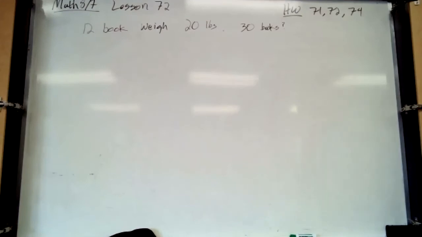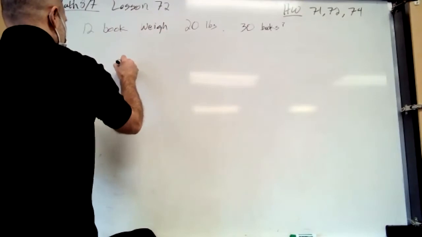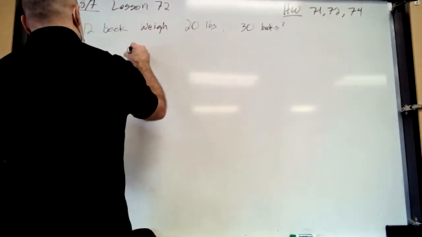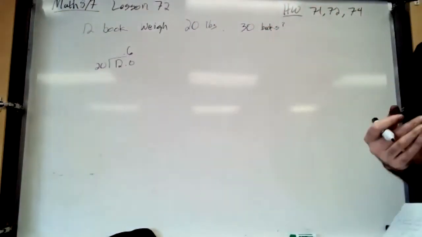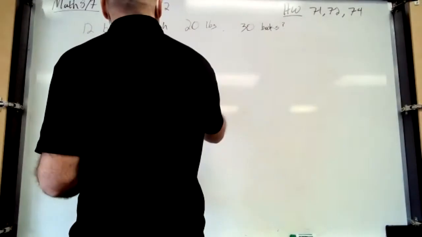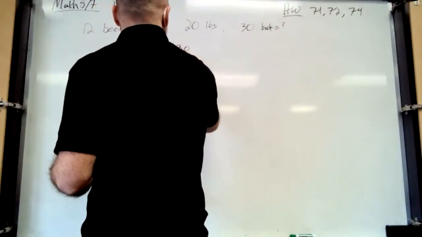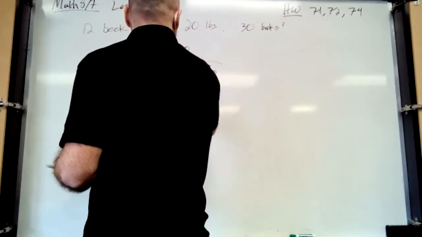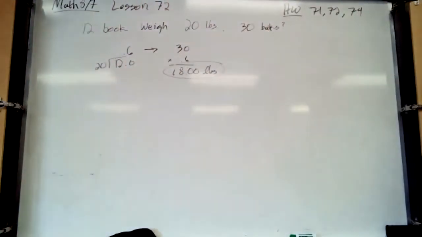So we're going to do the weight per unit, right? To do that, it's 12 divided by 20. So let's see here. That goes in 0.6 times. So it's 0.6 pounds a piece, and then times 30. 30 times 0.6 is 18 pounds. Okay, that works. Is there another way to do this?